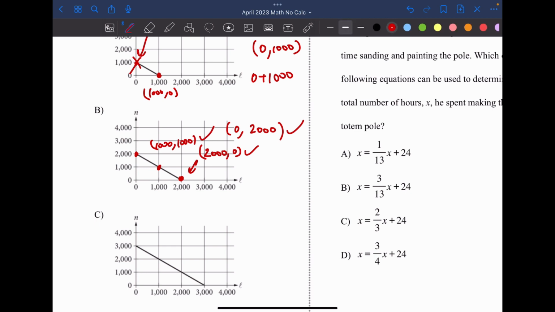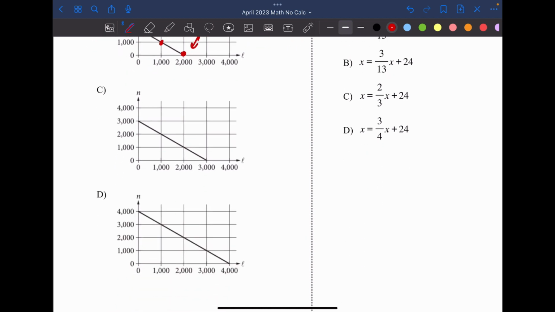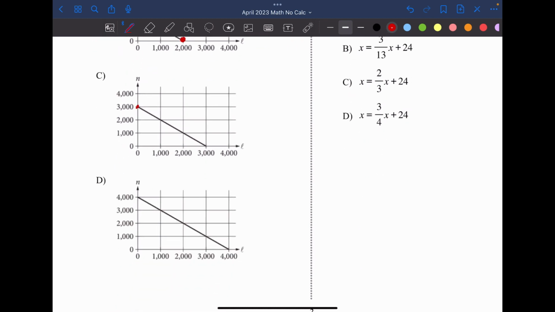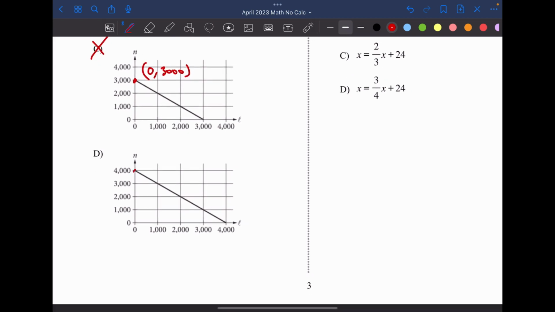Yes, this is correct. So B so far is the correct answer, but let's make sure it is the correct answer by checking the other ones. So for C, you would have this as 0, 3000. This is already invalid because 0 plus 3000 is not 2000. So C is wrong.